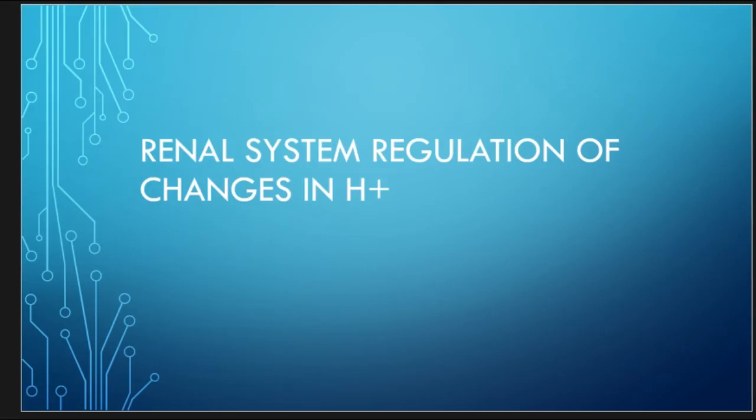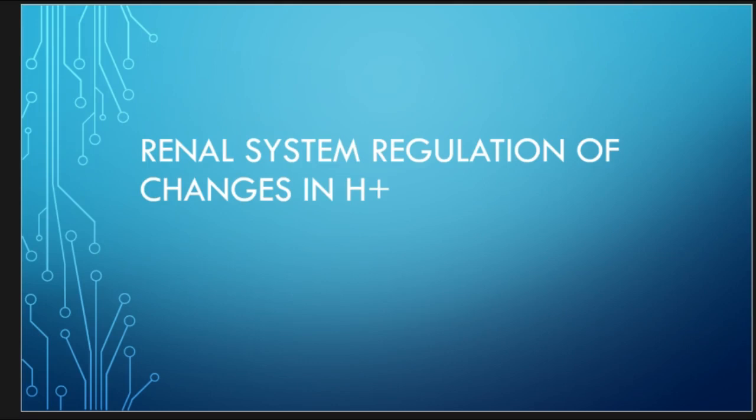Hello everyone, welcome. We're going to be looking at renal system regulation of changes in hydrogen, H+, and how that regulation occurs in contributing to a stable pH within the body, either accepting or donating this hydrogen.